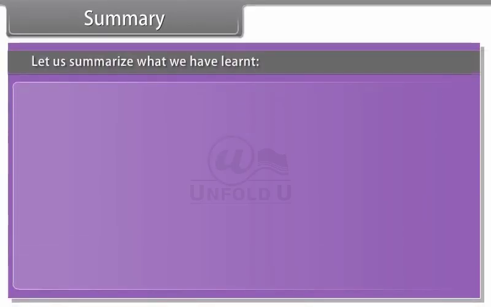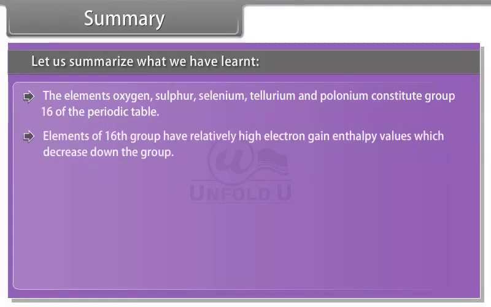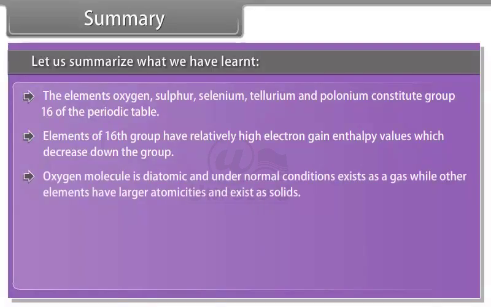Summary. Let us summarize what we have learnt. The elements oxygen, sulfur, selenium, tellurium and polonium constitute group 16 of the periodic table. Elements of the 16th group have relatively high electron gain enthalpy values which decrease down the group. Oxygen molecule is diatomic and under normal conditions exists as a gas, while other elements have larger atomicities and exist as solids.